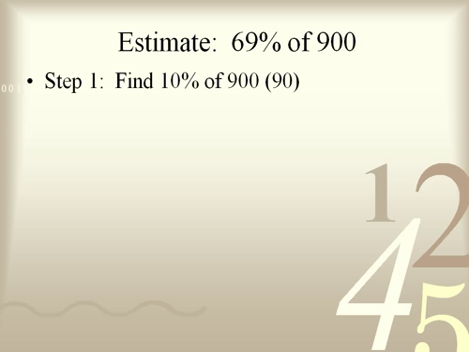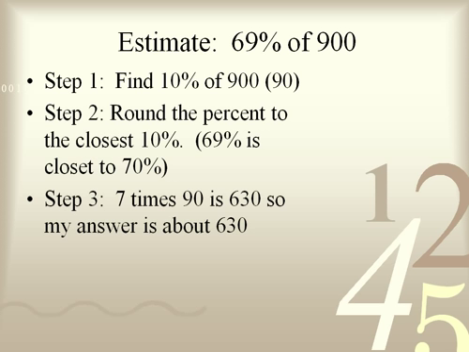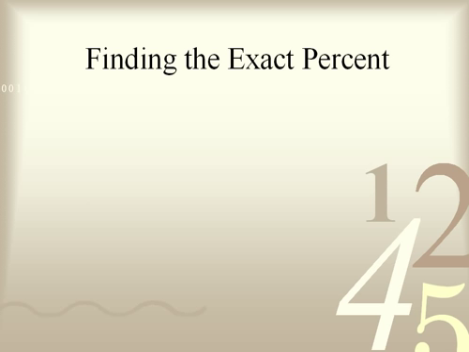So just again to explain it, 10% of 900 is 90. I want to figure out, well, if it's 69%, I could just say 70%, and 7 times 90 is 630. So 10% is 90. Multiply that by 7, you get 630. Okay, I've only got 30 seconds on this, so I'm not going to go into finding the exact percents. This will be the notes on estimating.